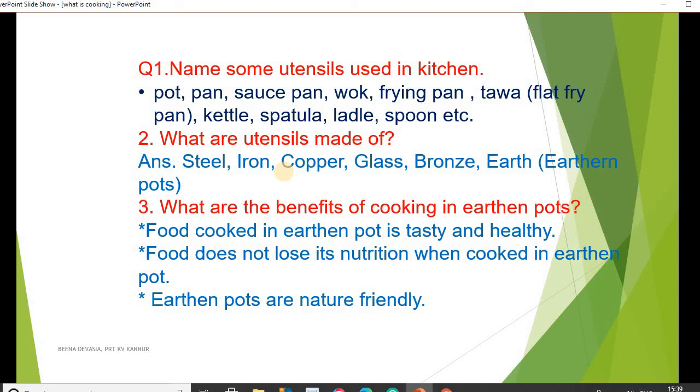Dear children, kitchen is like a treasure house. Go to your kitchen, observe and identify all the utensils that you can see there. Watch this video and learn the names of all the utensils that are given here. Learn the spellings and learn about the materials with which utensils are made of.